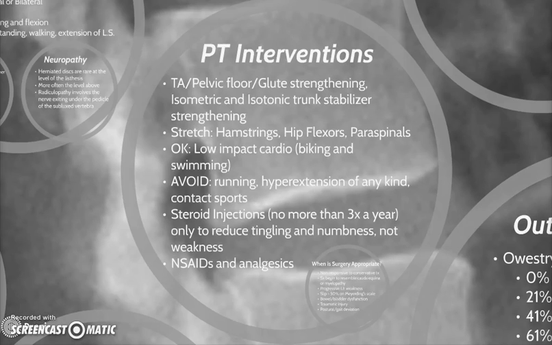Typical interventions for spondylolisthesis patients mostly include stretching the hamstrings, hip flexors, and paraspinals, strengthening of the transverse abdominis, pelvic floor, and gluteus muscles, and low-impact cardio such as biking or swimming. Activities that put the lumbar spine into hyperextension should be avoided.